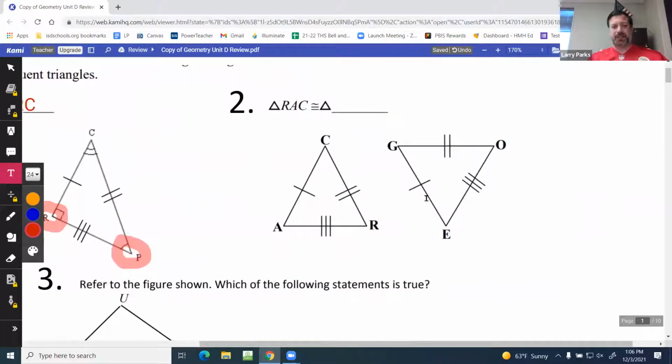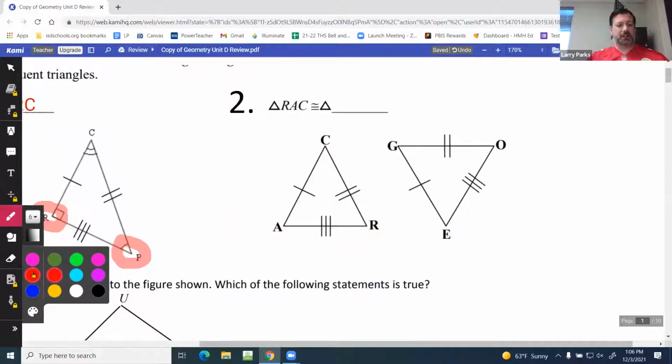All right, so this one, we start off with R. R is right here, and then R goes to A. So where would I start on the other one? I need to start at the angle that's between the notches of 2 and 3. That'd be O, so I need to start with O.